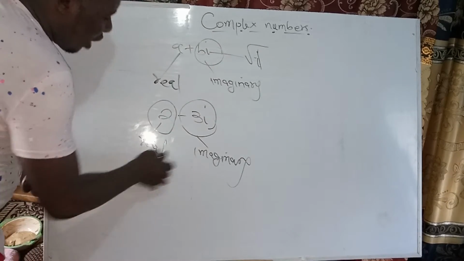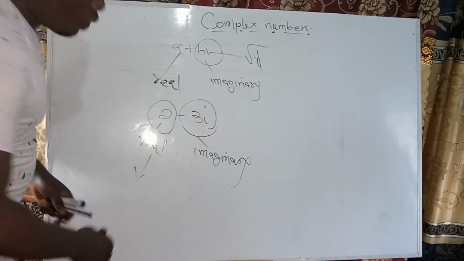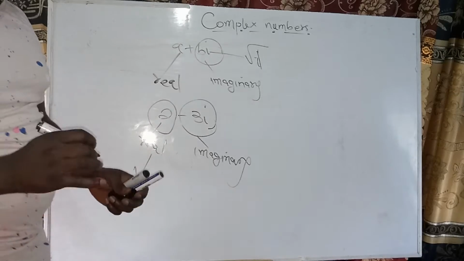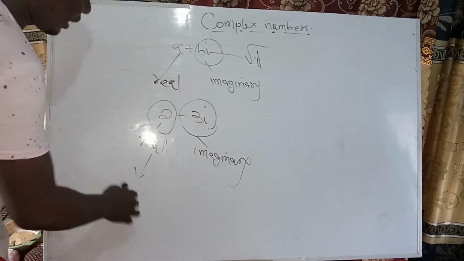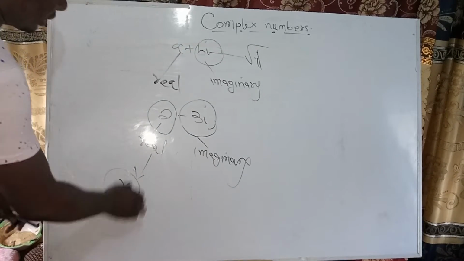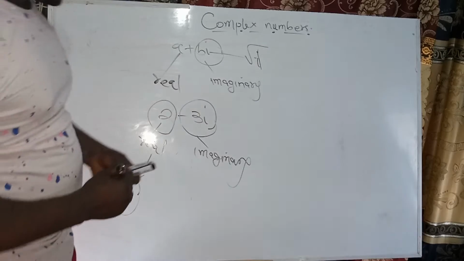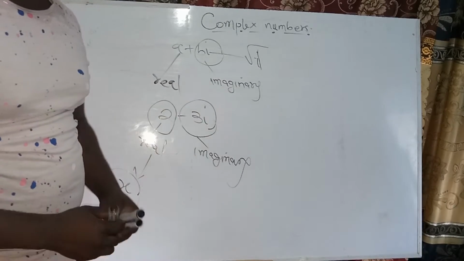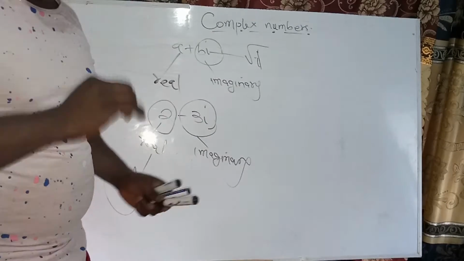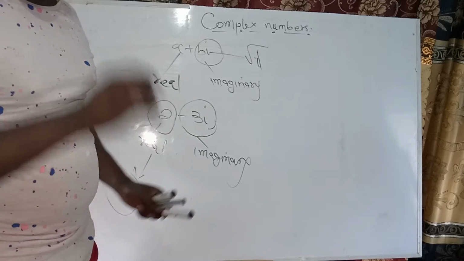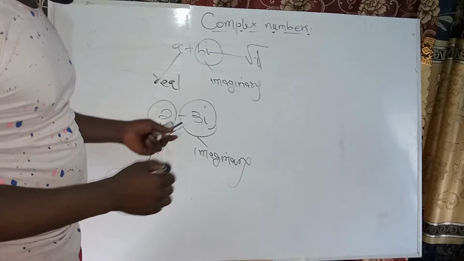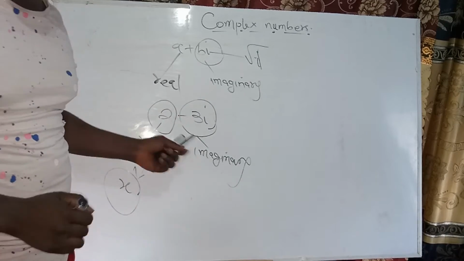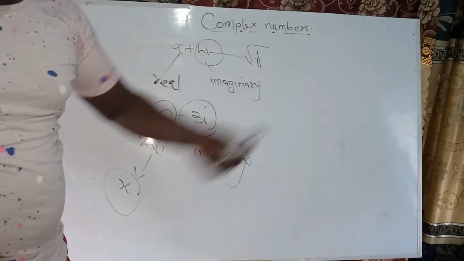When we are to plot a complex number on a graph or on the Cartesian plane, we consider the real part. When there is a sign, we also consider the sign. We consider the real part to go to what? The x-axis. And the imaginary part, neglecting the i, and with the sign, it goes to what? The y side.